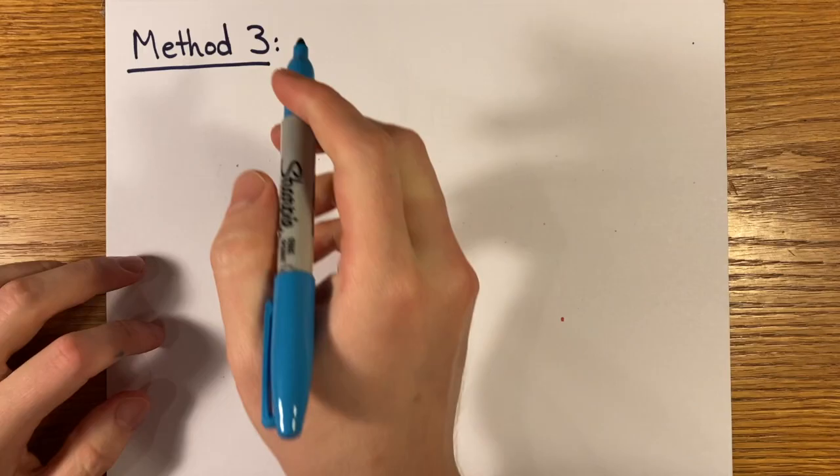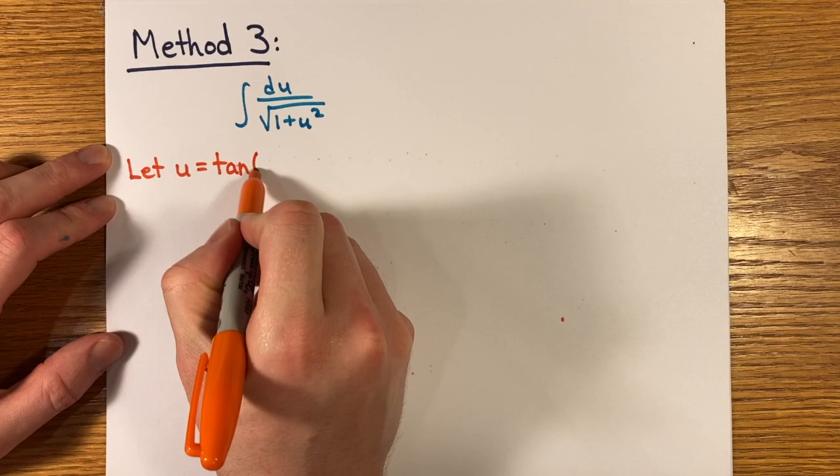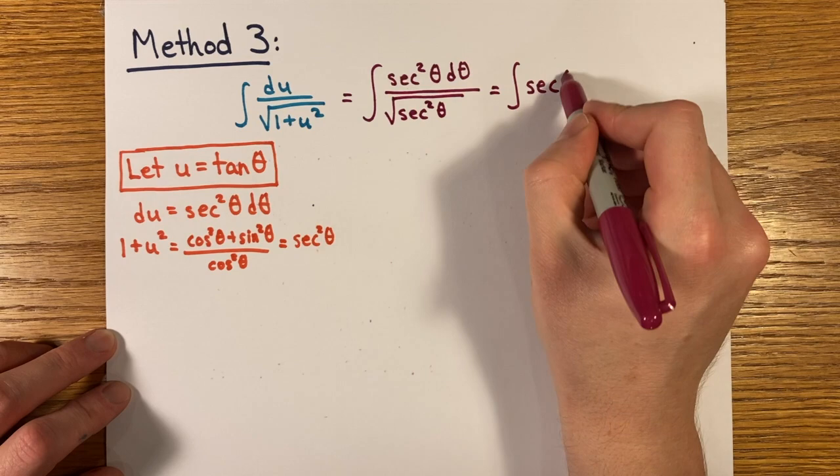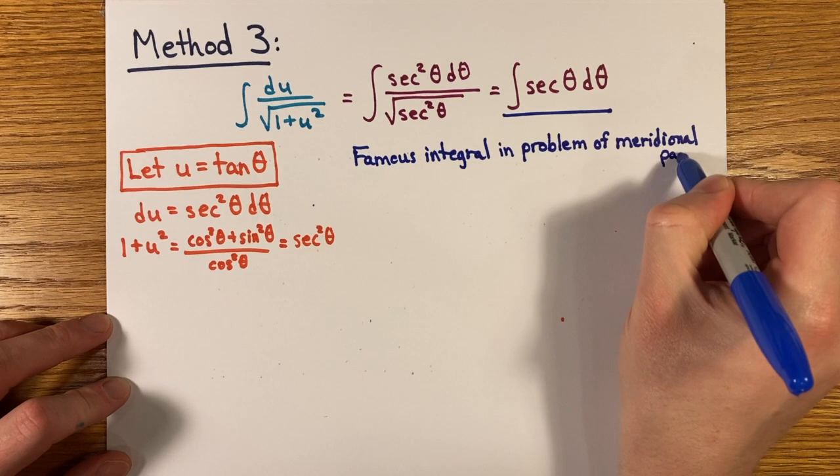Now, I'll point out that the integral we're interested in is the same as an integral we've already seen in episode 6. Under the substitution u equals tan theta, the integral becomes the integral of the secant, first studied by Edward Wright in the late 1500s in connection with the problem of meridional parts, or how to compute the change in longitude when traveling at a fixed heading, and computed by James Gregory in 1668.